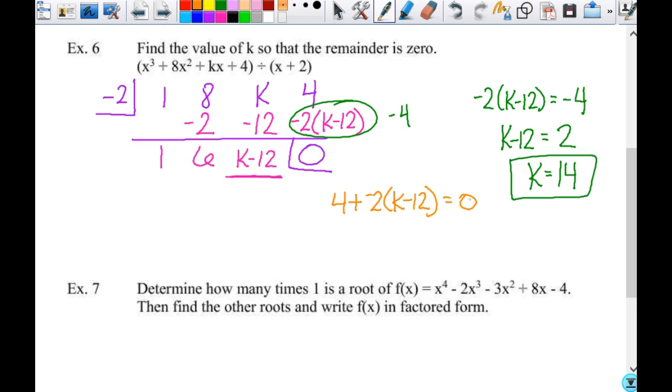You can set up a full equation like that, if that makes more sense to you. Whatever works for you is good. Okay, does that help? All right, good. Anything else? No? All right, last one.